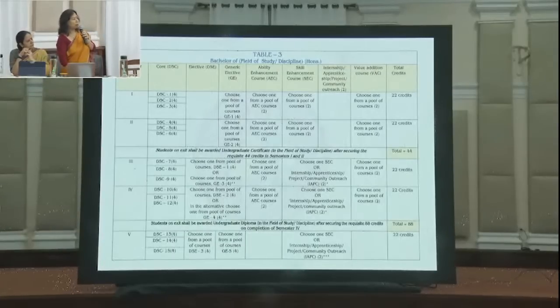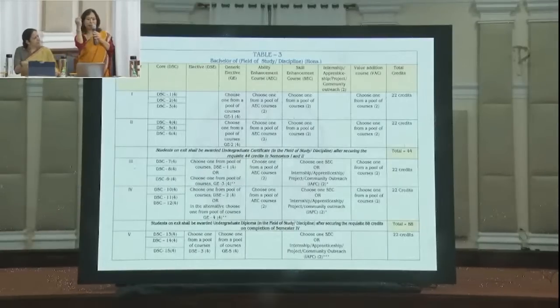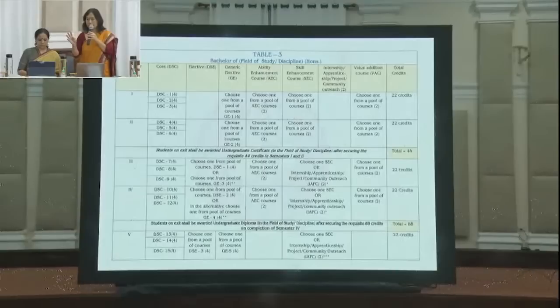So you have the core discipline courses. In the first semester, a student will be studying 3 core discipline specific core papers and 1 generic elective paper, that means any discipline other than the core. Then you have an ability enhancement course, where a student may opt for environmental studies, environmental science, or an Indian language, whichever he or she prefers. Then the student will choose 1 value addition course. In all, a student will be studying 7 courses, fine?